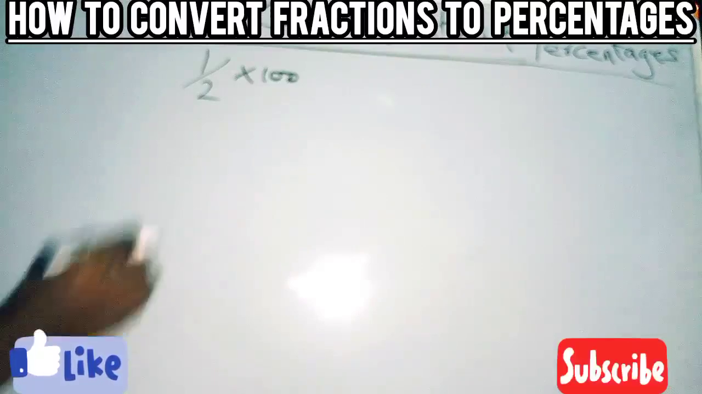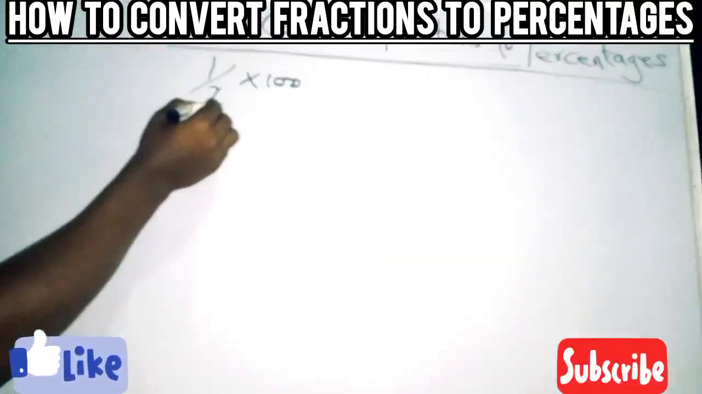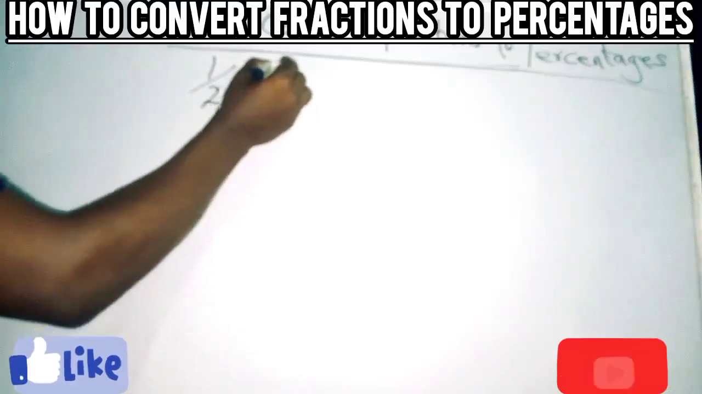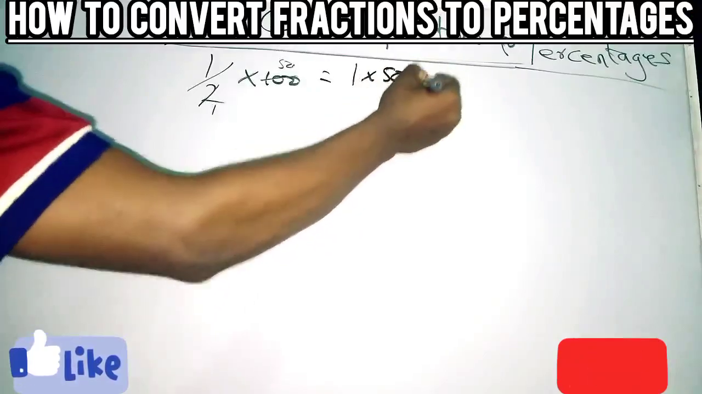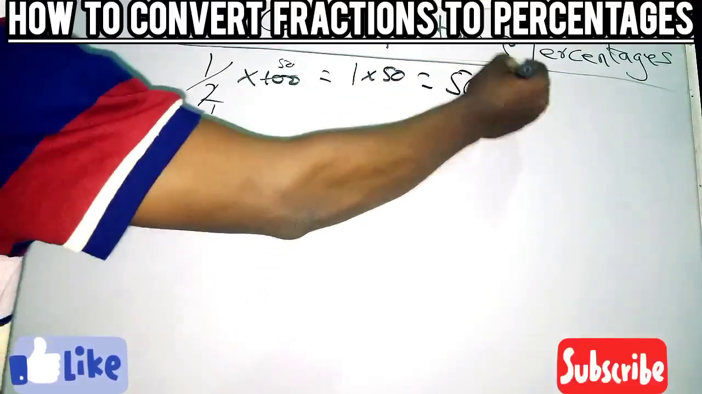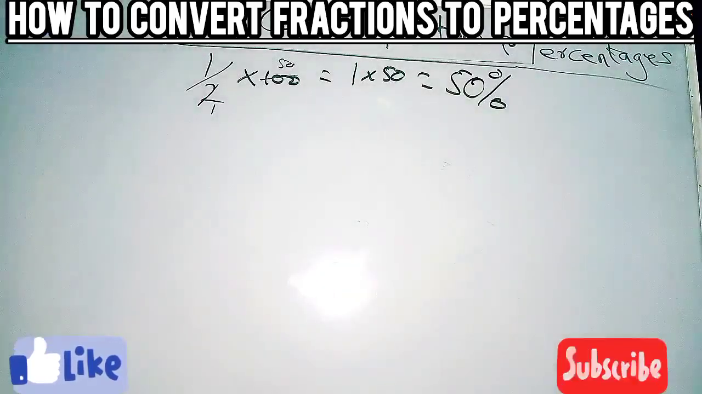The first and easiest way is to cancel this one by itself 1, and is to cancel here 50 times. Then you'll be having 1 times 50, which is going to give you 50. Then you add your percentage sign to it.